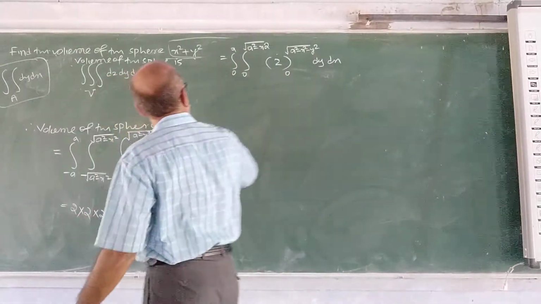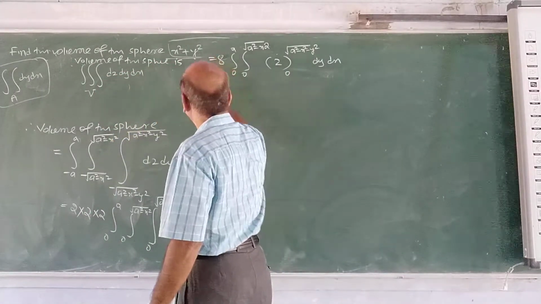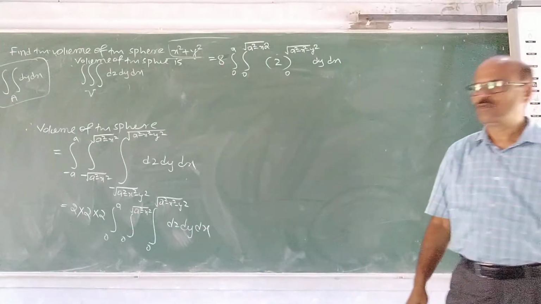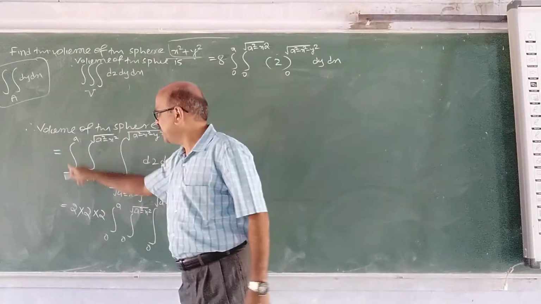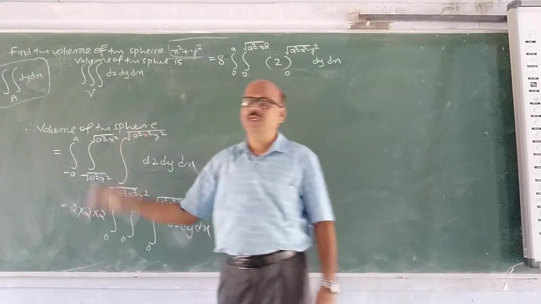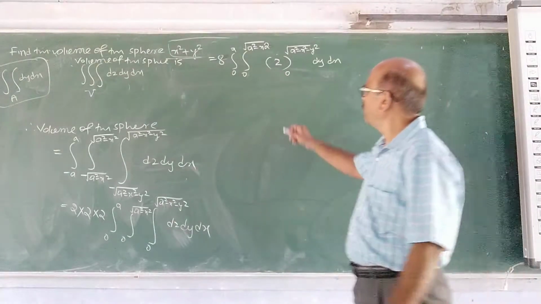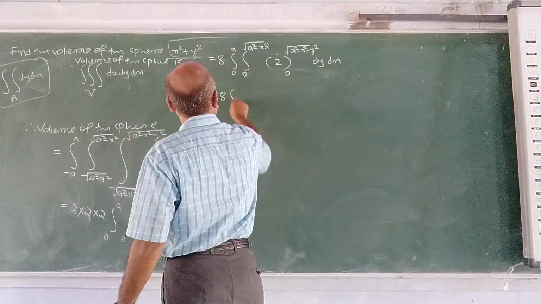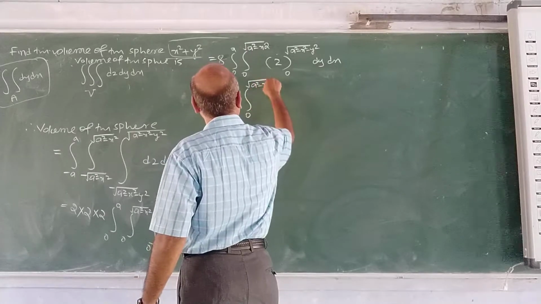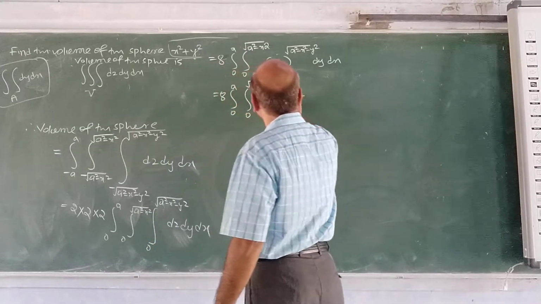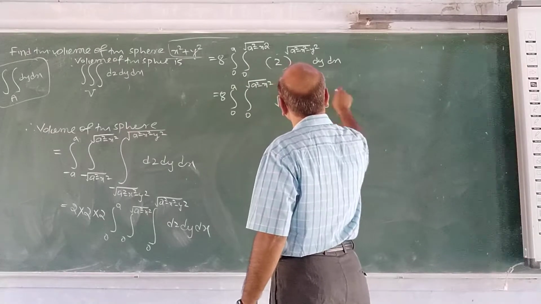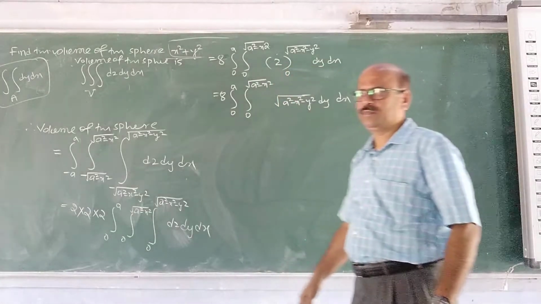2 into 2 into 2. What is that? 8. 8 into, followed by, it is 2 because minus a to a is 2 into 0 to a. Three integrals are there, 2, 2, 2, 8. Therefore, 8 into 0 to a, 0 to root a square minus x square, root of a square minus x square minus y square, dy dx.